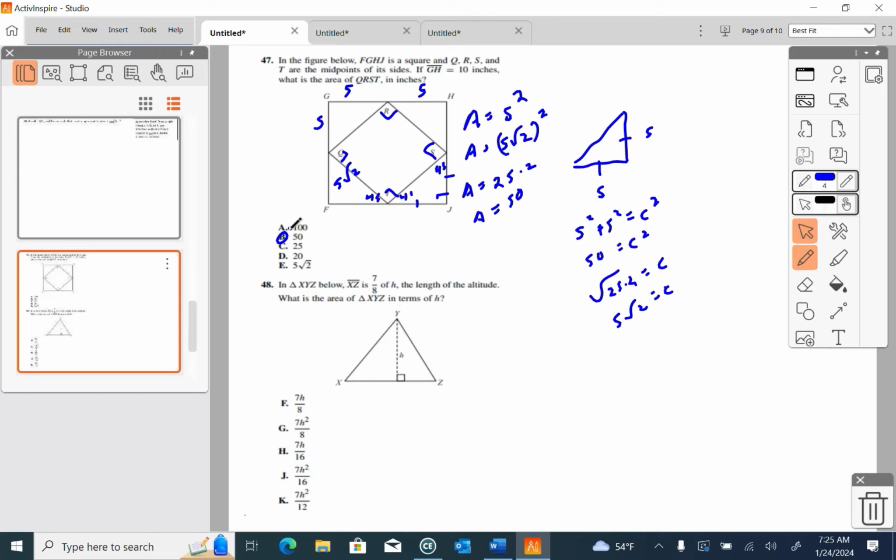Geometry, 10th grade math standard. In triangle XYZ below, XZ is 7/8 of h, the length of the altitude. What is the area of triangle XYZ in terms of h? So they told you that XZ was literally 7/8 of h. Area of a triangle, which amazingly half my juniors don't know, is 1/2 base times height.